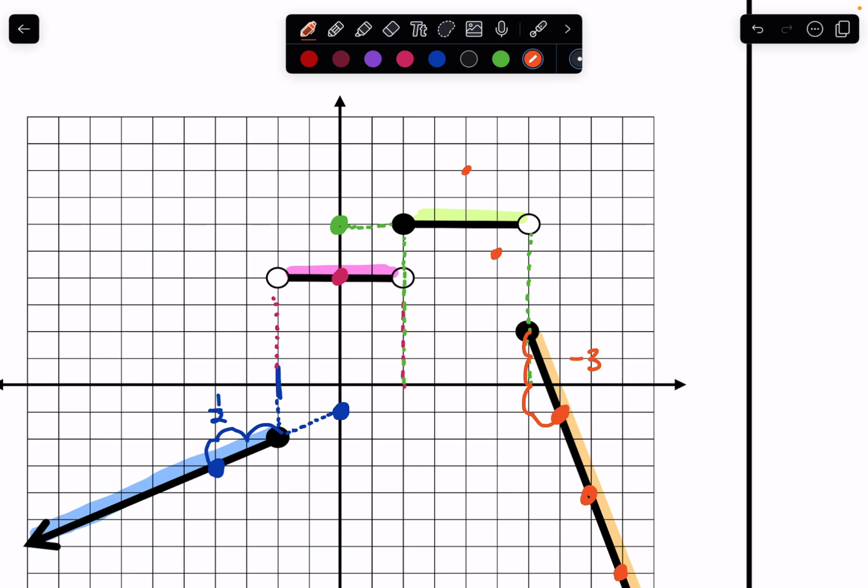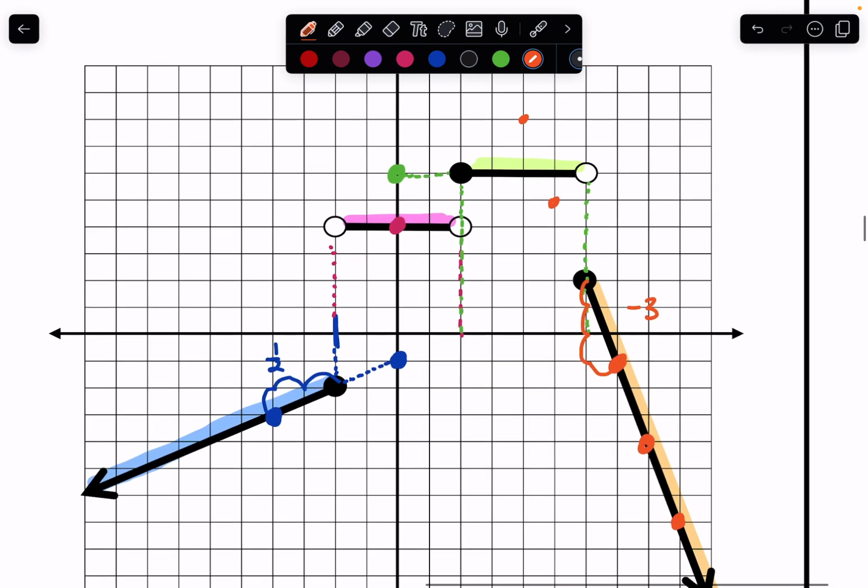I can go up 3, backwards 1. I can go up 3, back, and I'm very far away from finding my y-intercept. So we're kind of stuck here. I can find my slope, but I can't connect this line back to the y-intercept so easily like I could for that blue line.